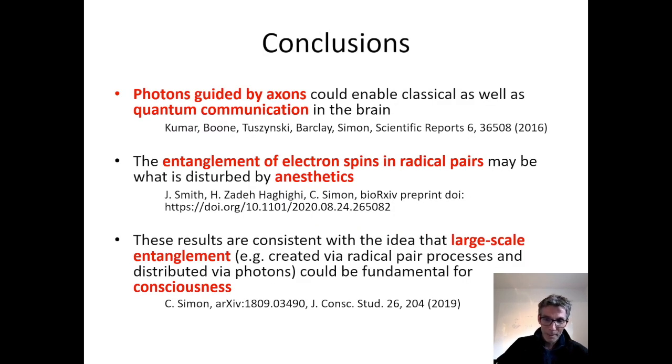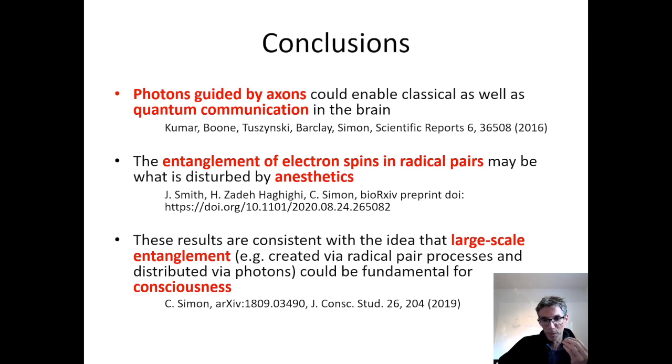So in conclusion, I first talked about how photons guided by axons could enable classical as well as quantum communication in the brain. This was a paper we had in 2016. And then a much more recent result is that the entanglement of electron spins in radical pairs may be what is disturbed by anesthetics, at least in the case of xenon, but maybe more broadly. And now, as a speculation, coming back to my initial motivation about the hypothetical relationship between entanglement and consciousness, these results are consistent with the idea that large-scale entanglement could be fundamental for consciousness.